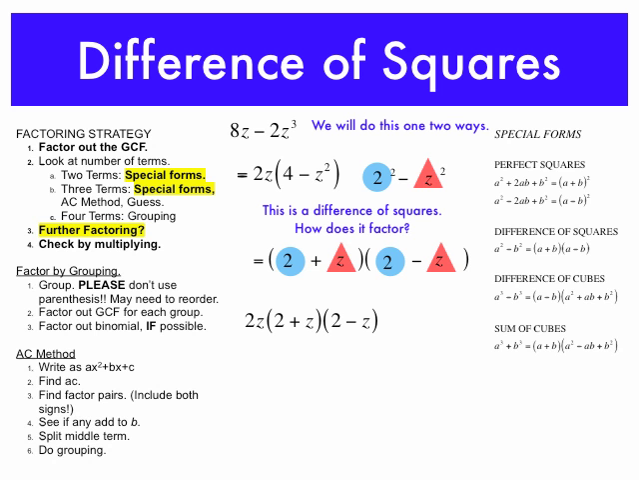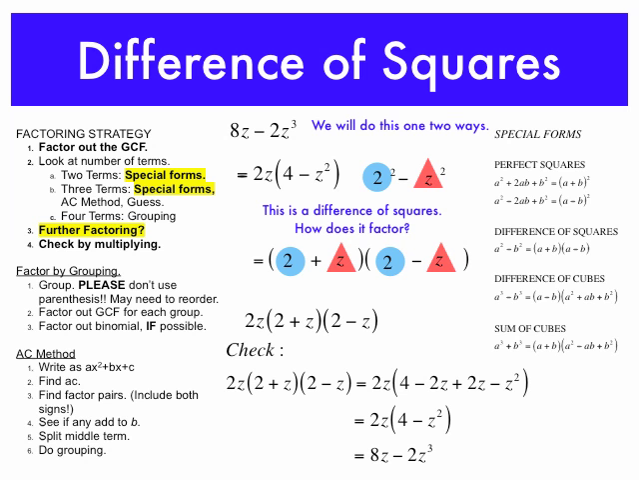Now we're going to do this one two ways because I have told you to put things in descending order. This time it didn't matter. With binomials, you don't need to. With trinomials, you do. So, and there's my check, so it does work.